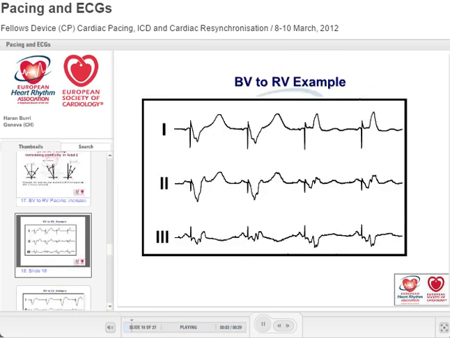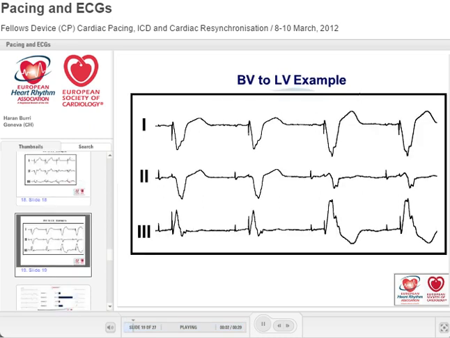So this is an example of a patient who initially has BiV capture and then loses his LV capture and has RV capture only. You can see in lead 1, it goes from negative to positive. There's an increasing positivity. Look in lead 3, there is no increasing positivity. If anything, it's getting more negative. So in this case, we're going from BiV to RV. Okay?